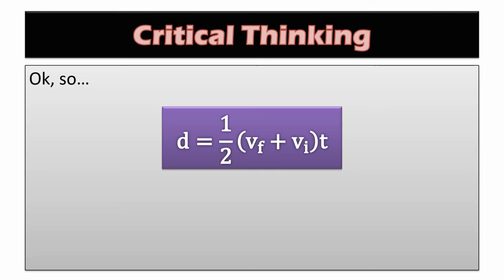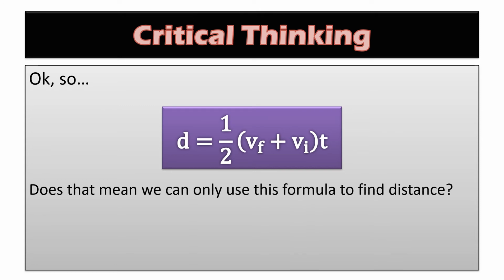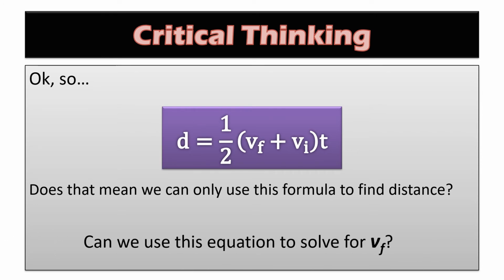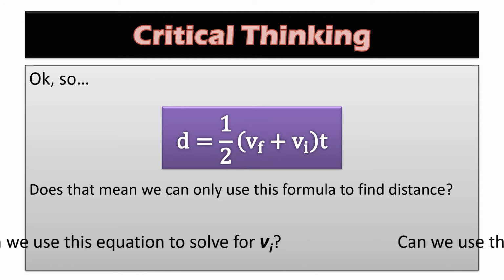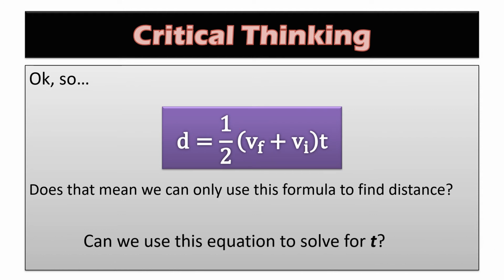So let's clear up a misconception some people have. So d equals 1/2 times vf plus vi times t. Does that mean we can only use this formula to find distance, because they're saying, oh, the distance is equal to this stuff, and this is only useful if you're looking for the distance? What do you think? Can we use this equation to solve for vf? Yes, because you could plug in a number here and then just solve for vf. Can we use it to solve for vi? Yep. Can we use it to solve for t? Yes.